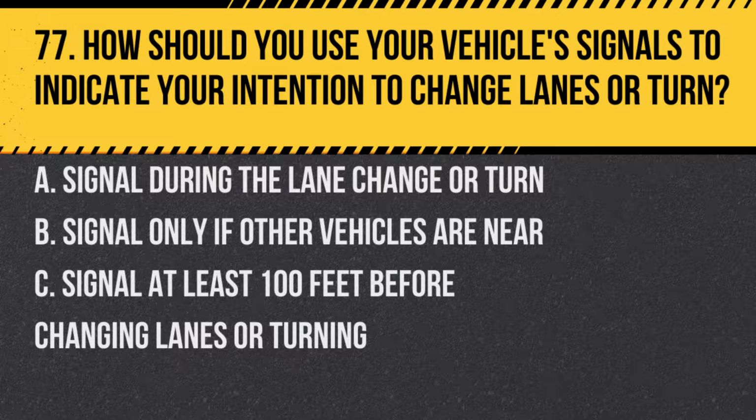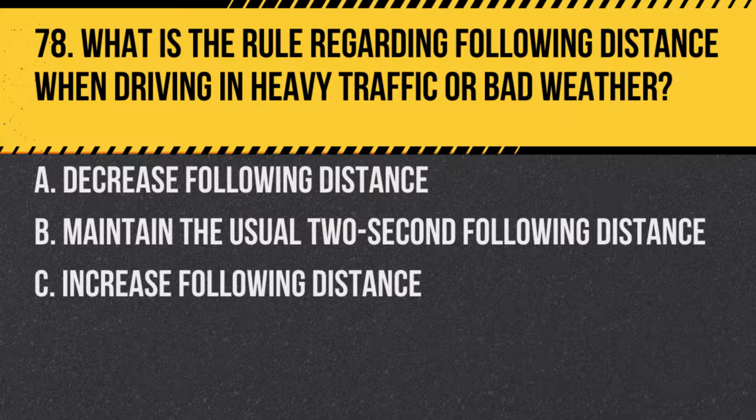Question 77. How should you use your vehicle's signals to indicate your intention to change lanes or turn? A. Signal during the lane change or turn. B. Signal only if other vehicles are near. C. Signal at least 100 feet before changing lanes or turning. Answer: C. Signal at least 100 feet before changing lanes or turning. Always signal your intentions well in advance, at least 100 feet before you change lanes or turn, to alert other drivers.